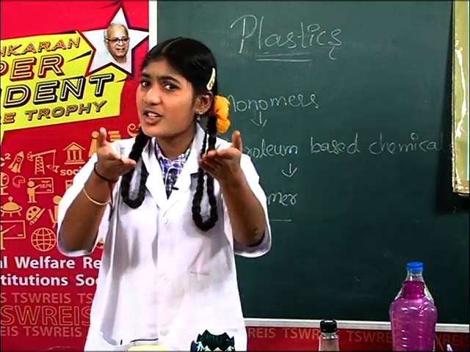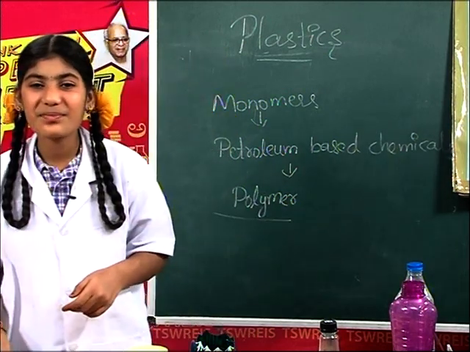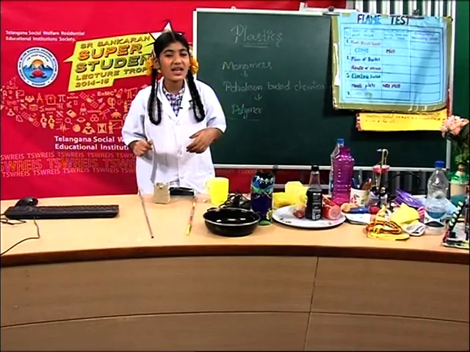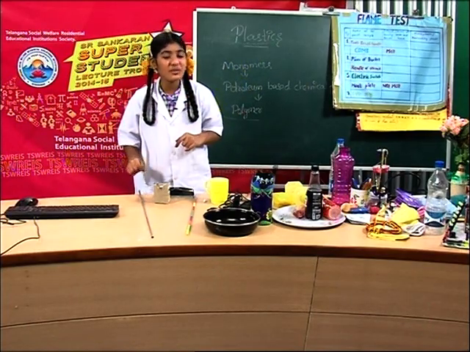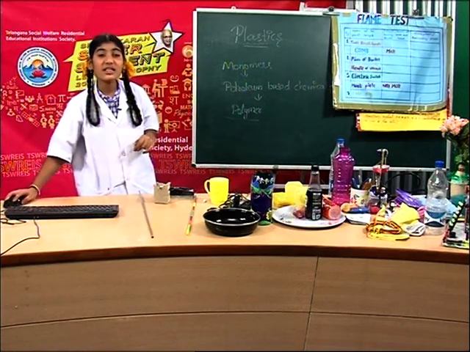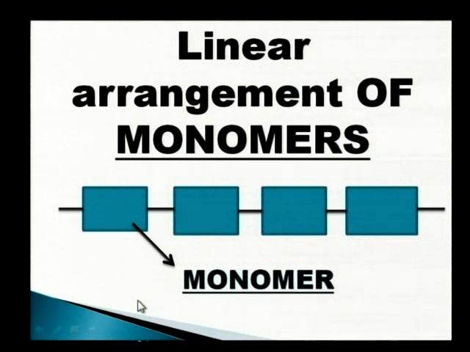So friends, keep your glance on the screen. Observe that. What is the first one? It is the linear arrangement of monomers. Friends, did you observe? This is the linear arrangement of monomers. In this linear arrangement, look at this, friends. This is a small unit. We are joining these small units together to form a large chain-like structure. This is called a polymer. In plastics, this is one way of arrangement of monomers.